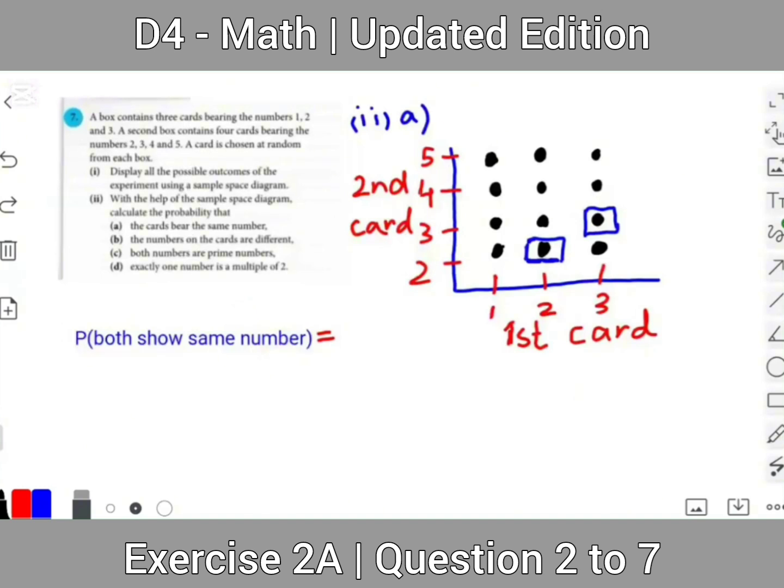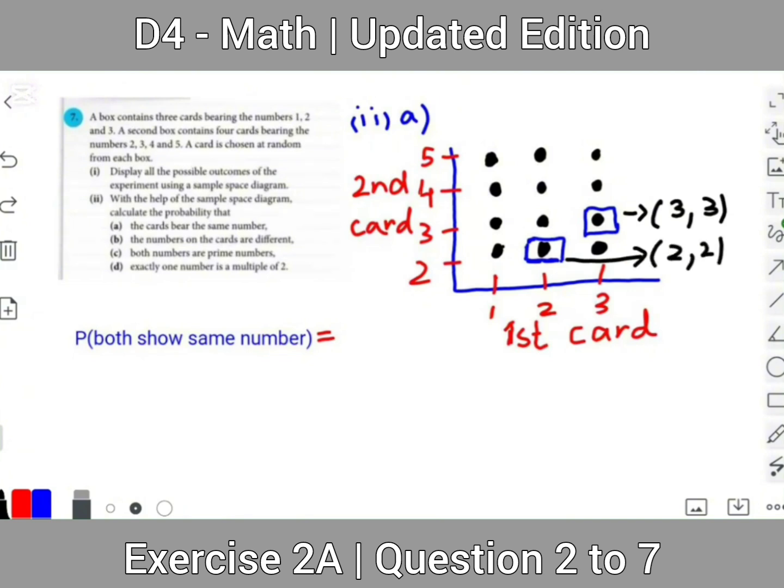Now in the second part, with the help of the sample space diagram, calculate the probability that in part A, the cards bear the same number. So we have to find the probability that both cards show the same number. For this, according to our sample space diagram, we have only two ordered pairs which show both the same numbers. This is ordered pair 3, 3. And this is the ordered pair 2, 2.